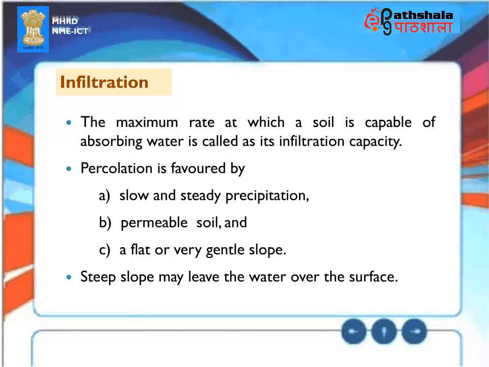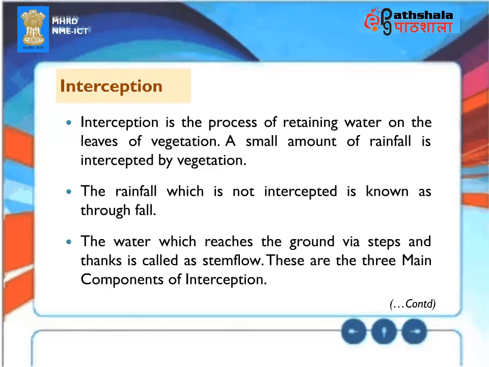Percolation is favored by a slow and steady precipitation, permeable soil, and a flat or very gentle slope. Steep slope may leave the water over the surface. Interception. Interception is the process of retaining water on the leaves of vegetation. A small amount of rainfall is intercepted by vegetation. The rainfall which is not intercepted is known as throughfall. The water which reaches the ground via stems and leaves is called as stem flow. These are the three main components of interception.